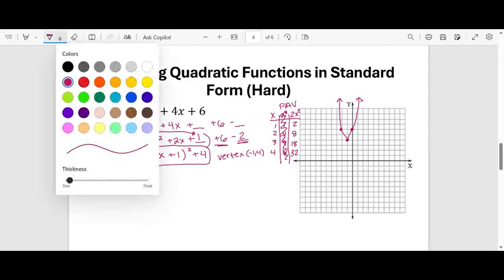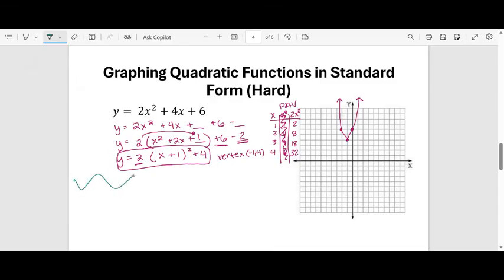If you want to do this using the axis of symmetry equation, let's go ahead and do that. Our A value is going to be 2, and our B value is going to be 4. So axis of symmetry is going to give me negative B over 2A. So I'll say negative 4 because my B value is 4.